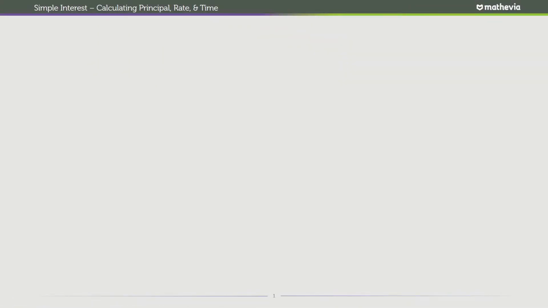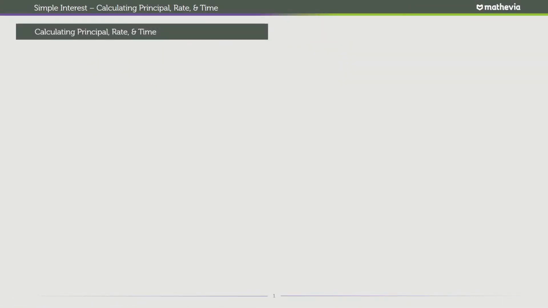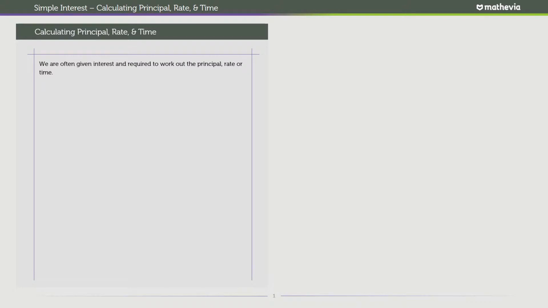So we have simple interest, calculating principal, rate, and time. In the last lesson, we learned how to calculate simple interest. Basically, given the principal, rate and time, you multiply all of it and you divide by 100 to find the simple interest.